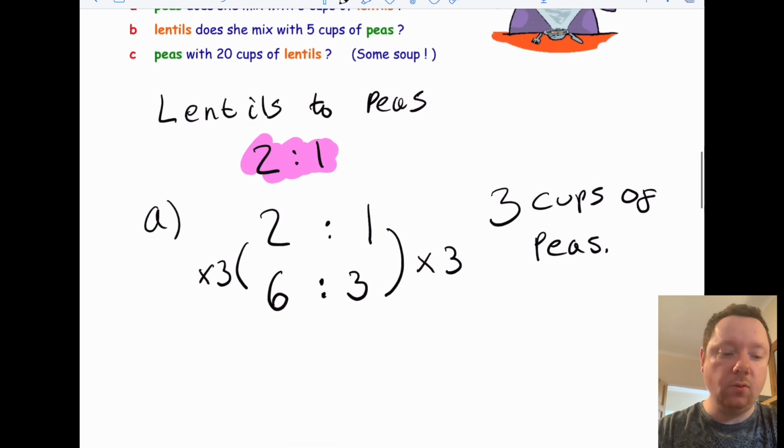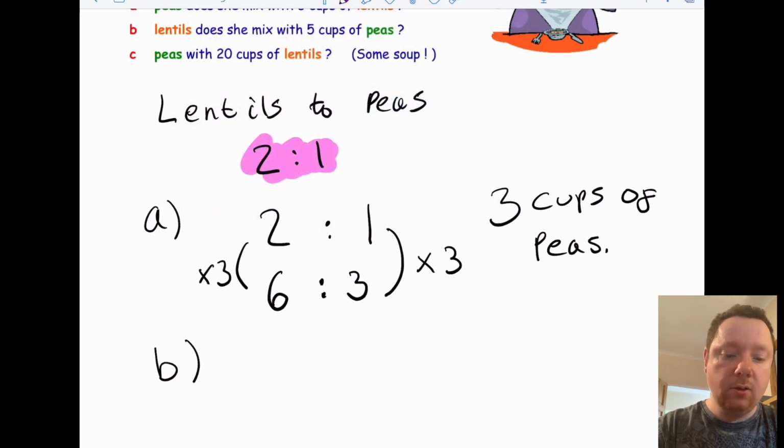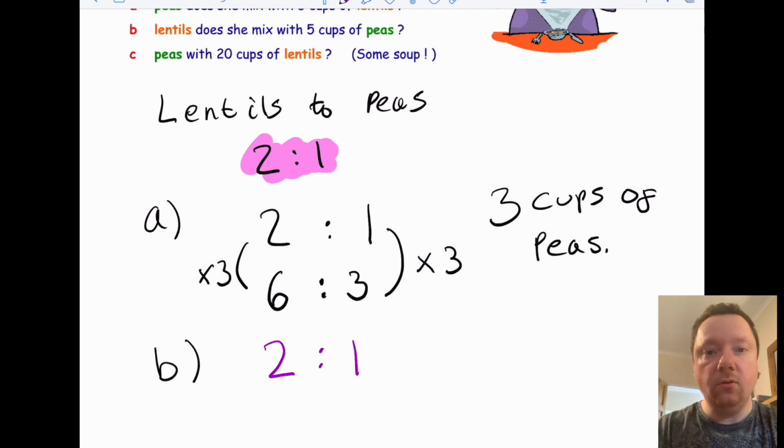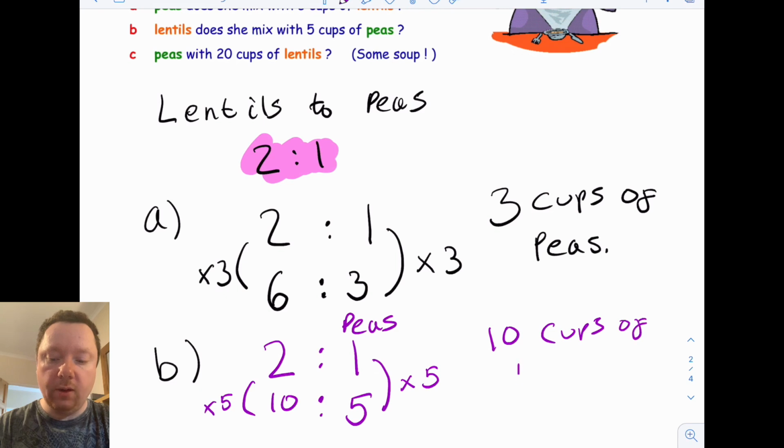Okay, let's do the next one. Part B says, how much lentils does she mix with 5 cups of peas? So our basic ratio again, remember, was 2 to 1. And remember, the 2 is the lentils and the 1 is the peas. This time it's telling us about the peas, so I'll put the 5 underneath the 1 because that is peas, remember. 1 times 5 is 5, so 2 times 5 is 10. And I know I've got 10 cups of lentils.